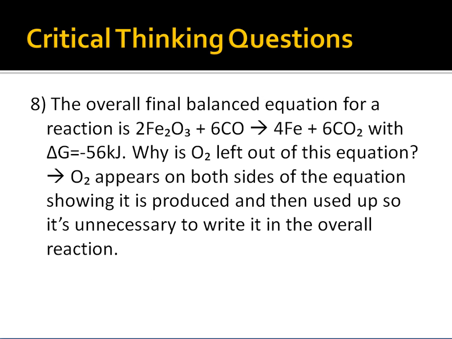Number 8, the overall final balanced equation for a reaction is 2 iron oxide plus 6 carbon monoxide goes to 4 iron plus 6 carbon dioxide with a change in G that is equal to negative 56 kilojoules. Why would O2 be left out of this equation if you started with it in the beginning? Basically, O2 appears on both sides of the equation, showing it's produced and then used up as well. So basically, it's unnecessary to write in the overall reaction because it'll just cancel out anyway.